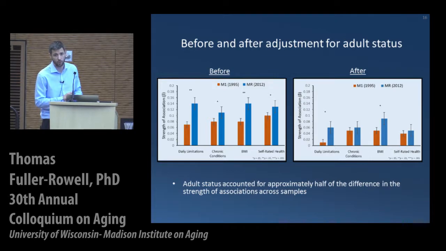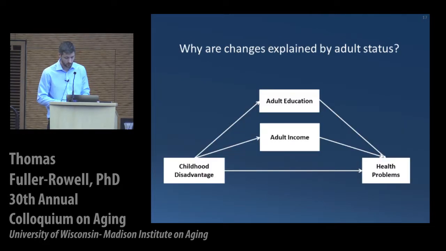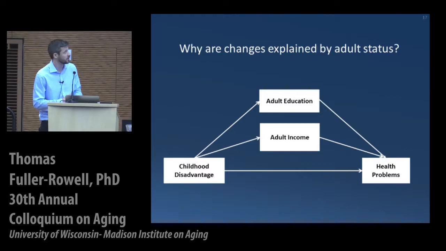On average, across the four health outcomes, about 50% of the difference across the two samples was accounted for after we adjusted for adult status. So it does seem that a substantial portion of the change in the strength of the association between childhood disadvantage and adult health seems to be operating through adult status attainments.